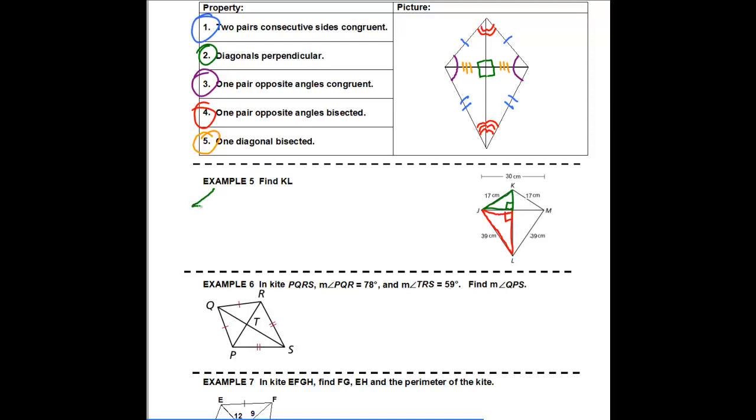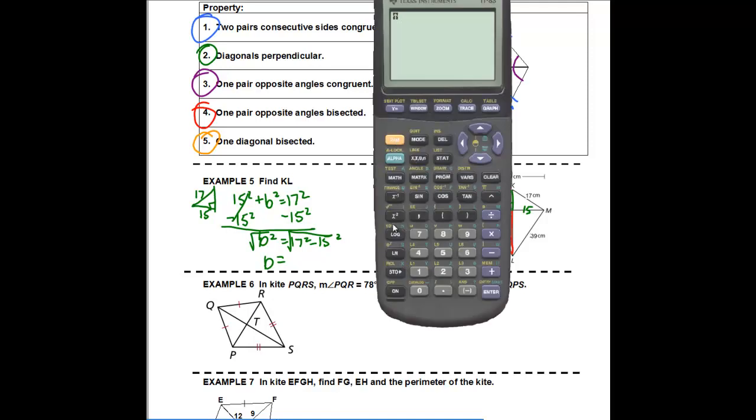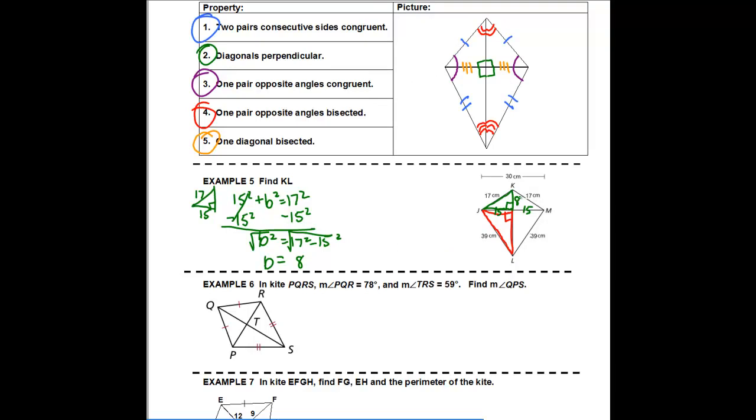So in this triangle here, in our green one, we have 17 here, and then this whole thing is 30. Since the whole thing is 30, this is 15 and this is 15. So this bottom half here is 15. So we have 15 squared plus b squared equals 17 squared. Move the 15 squared over. B squared is equal to 17 squared minus 15 squared. Take the square root of both sides. And b is actually equal to the square root of 17 squared minus 15 squared, which is 8. So b is 8. So this little piece here is 8.